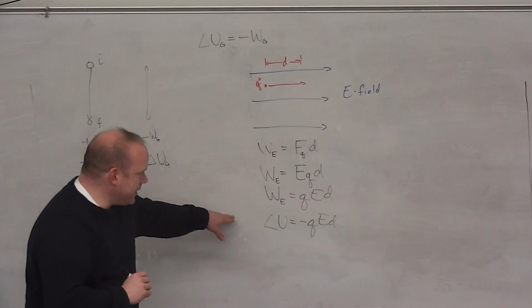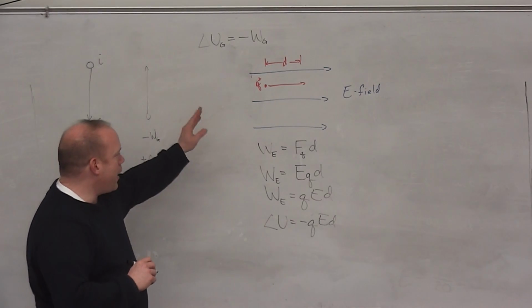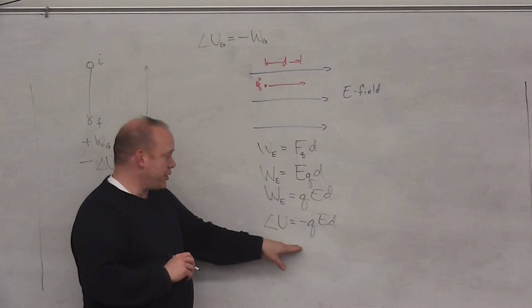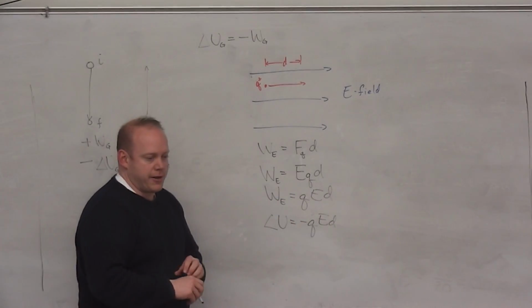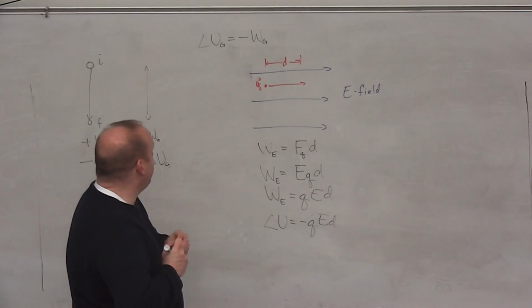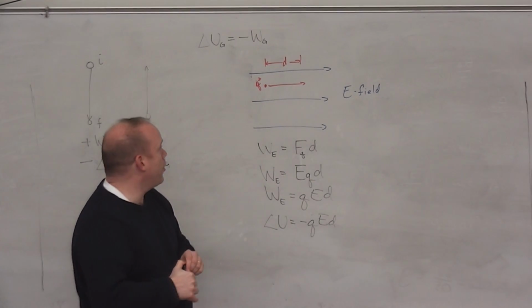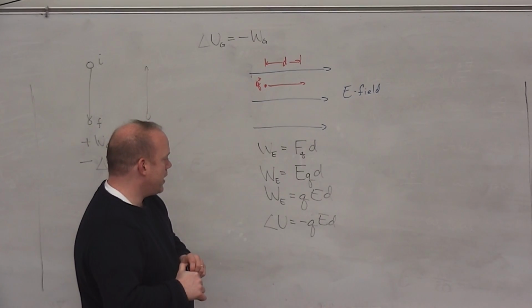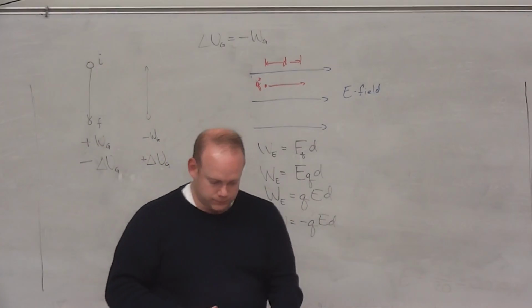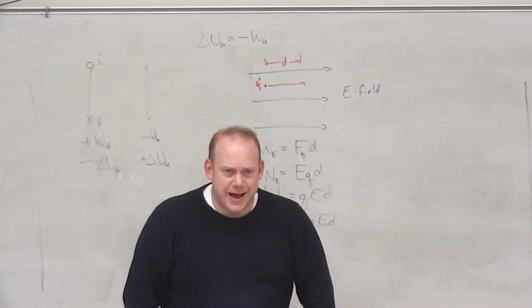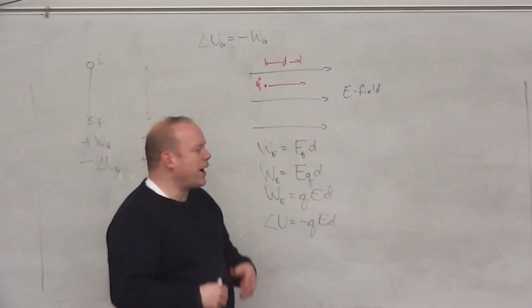So it's something that we can see here, how the work done by the electric field and the change in potential energy are related to one another, because we know that the change in potential energy is equal to negative the work done by that field. So now, something we want to talk about here is reference points.